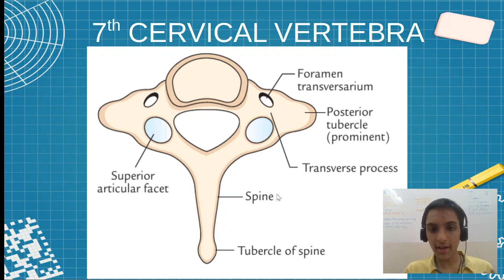Alright, so if I try to sum up everything, there is a small foramen transversarium. The anterior tubercle is less prominent than the posterior tubercle, okay, and the spine is not bifid and it is strong. So remember these three important points.